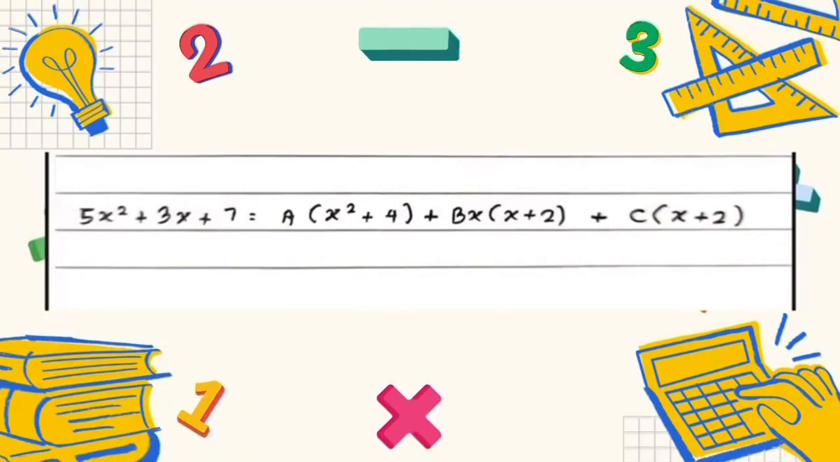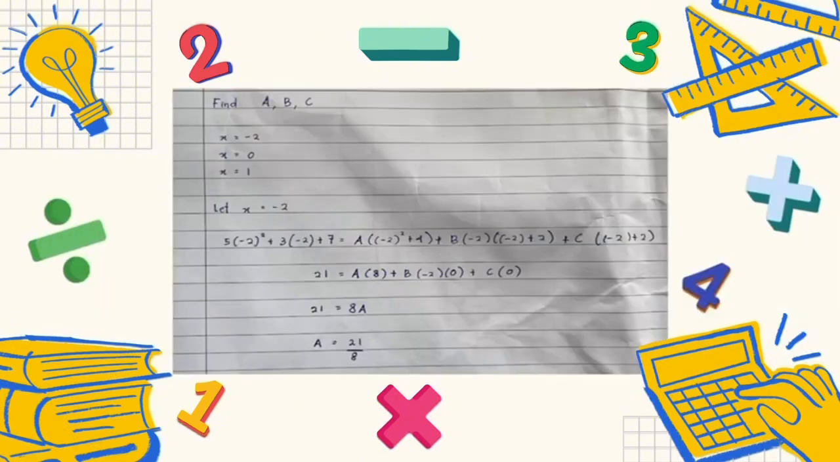Now, let's move to our partial fraction decomposition to find the constants a and c. We start with our expanded equation: 5x squared plus 3x plus 7 equals a in brackets x squared plus 4, plus b in brackets x plus 2, plus c in brackets x plus 2. To isolate a, we let x equal negative 2 because it makes the b and c terms 0. This leaves us with 21 equals 8a, which means a equals 21 divided by 8.